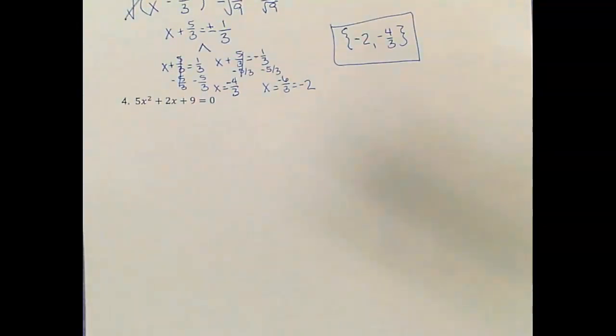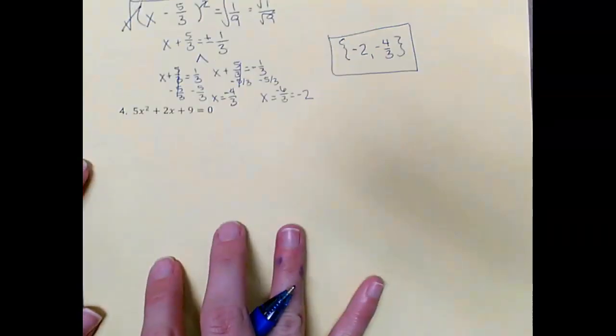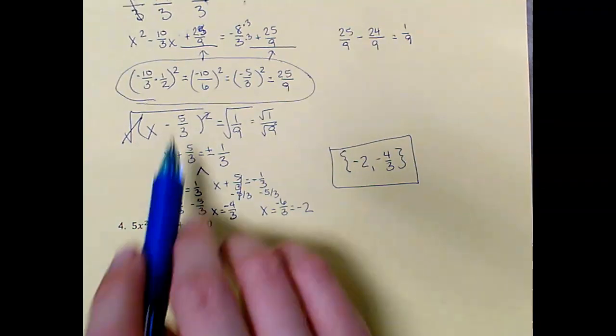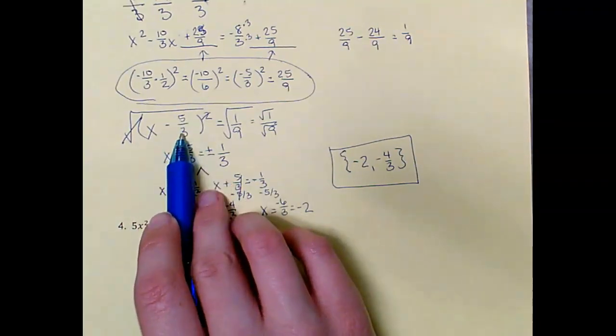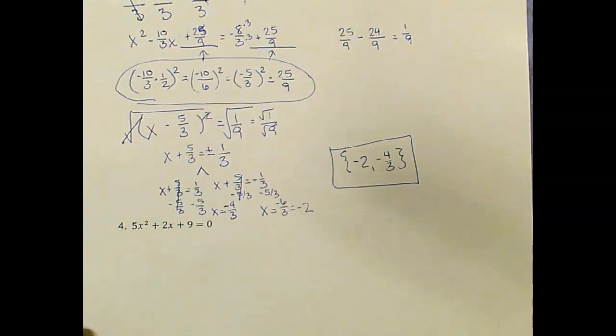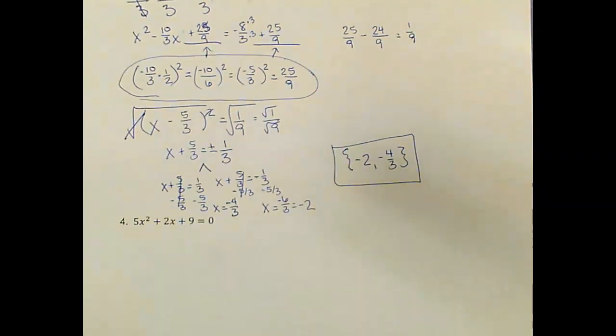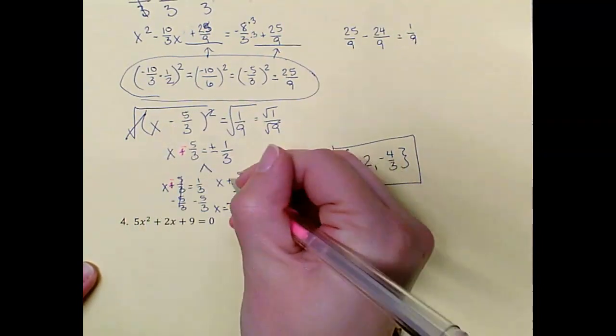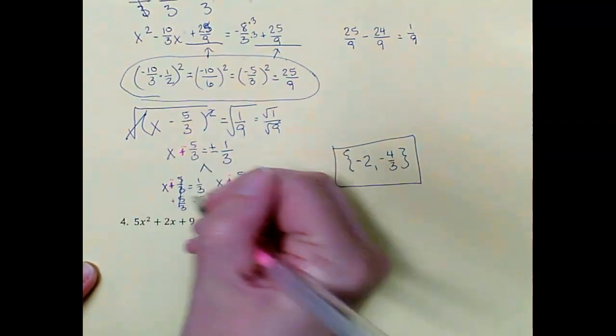Okay. So we have one more question. Oh, wait. Look at that one more time. Do you see anything? I see something. This is minus 5/3, right? What did I put here? Plus 5/3. So really, this should be minus. This should be minus. This should be minus. This should be plus.